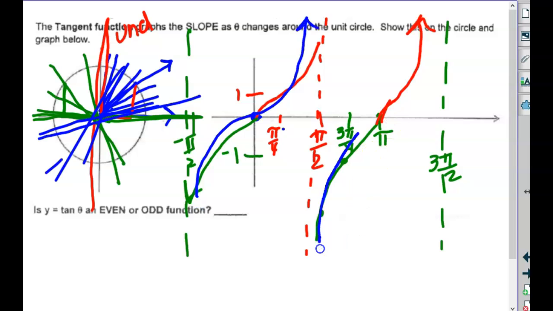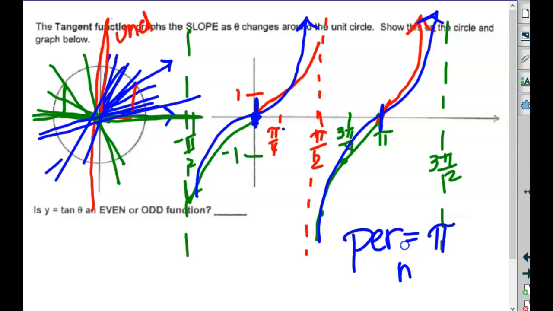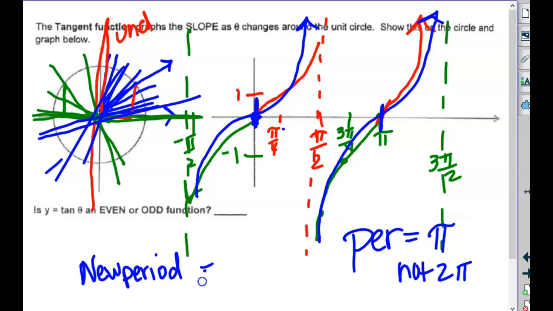If you started talking about it at 0, the up branch, the asymptote, and the down branch here would go from 0 to pi. So the period is pi, not 2 pi. And that means when we have a b value, the new period will be pi over b for this function, not 2 pi over b.